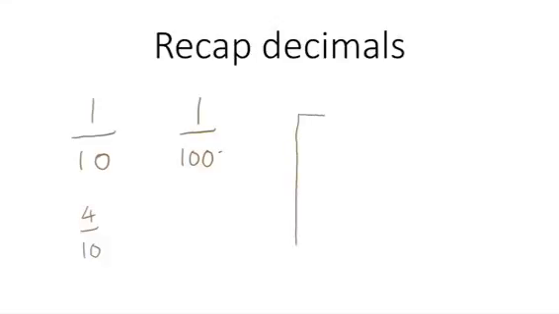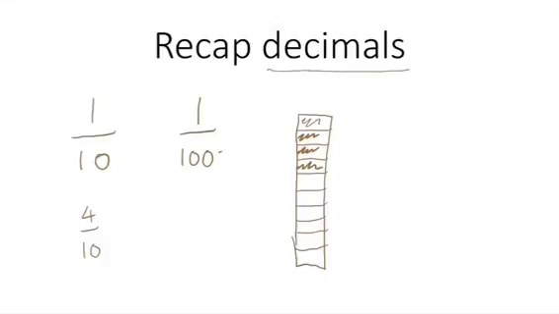So we'll have an object, and we're going to cut it into 10 pieces. 1, 2, 3, 4, 5, 6, 7, 8, 9, 10. So 4 tenths is 1, 2, 3, 4 bits of something that was cut into 10 bits. 4 tenths. But we're going to write them as decimal numbers, or decimal fractions.